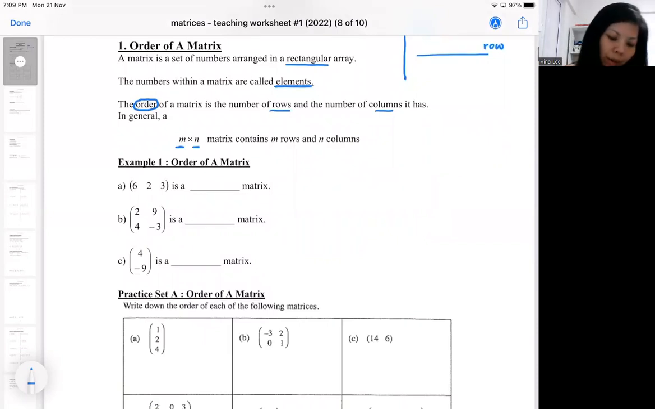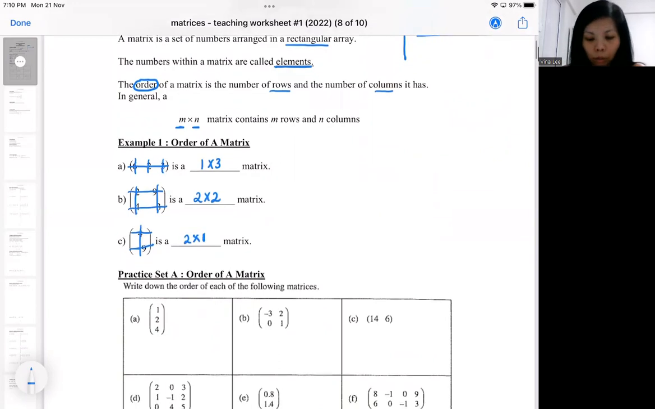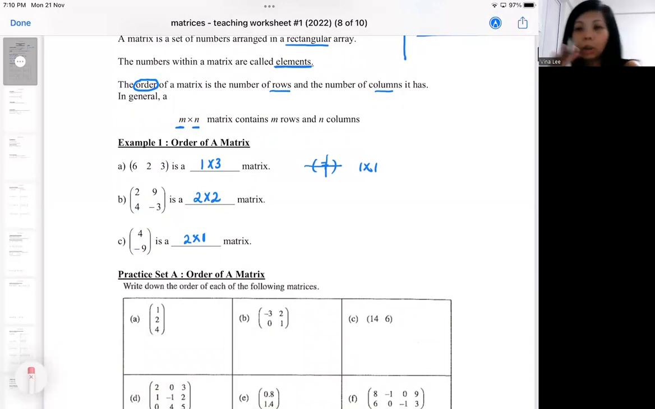There won't be square bracket for matrices. For example, 1 row, 3 column, so it is a 1 times 3 matrix. 2 row, 2 column, so this is a 2 times 2 matrix. 2 row and 1 column, so this is a 2 times 1 matrix. If you just have a number, this is called a 1 times 1 matrix. That is the smallest matrix that we will have. You always go by row and column. We will not be doing column and row. So you've got to get the order correct.